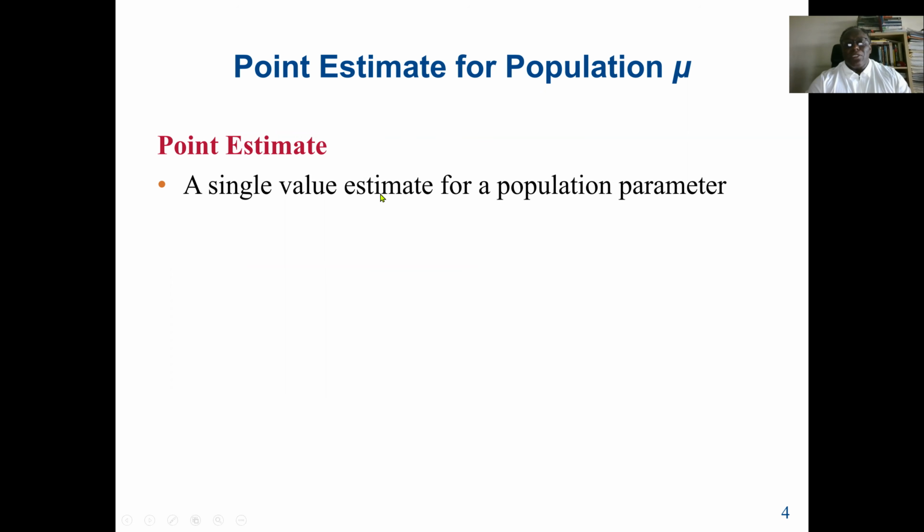Here we say a point estimate is a single value estimate for a population parameter. What we mean by this is, as we said earlier, in inferential statistics, we are not going to use our population for the studies or research, because of time consuming, the population is too large, and also the money involved in collecting all the population. So we are going to take a sample.